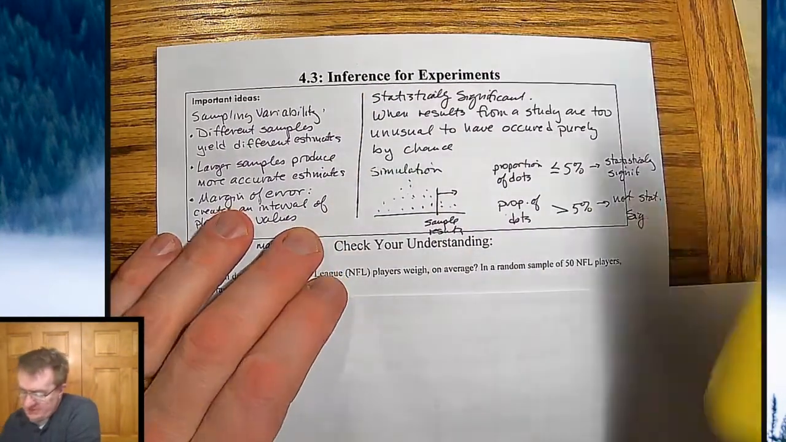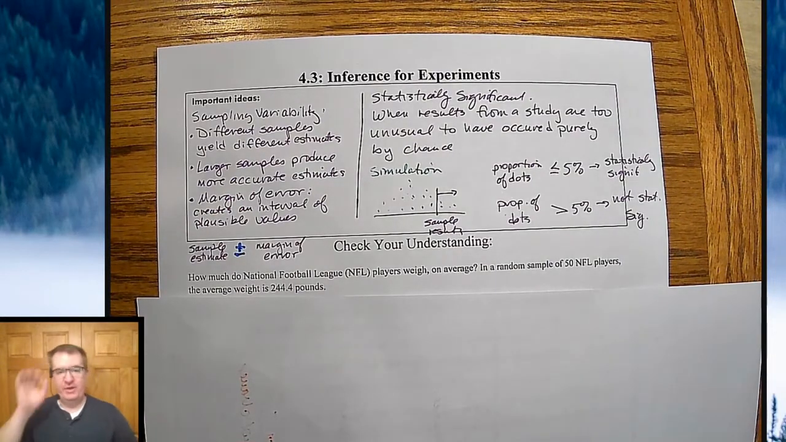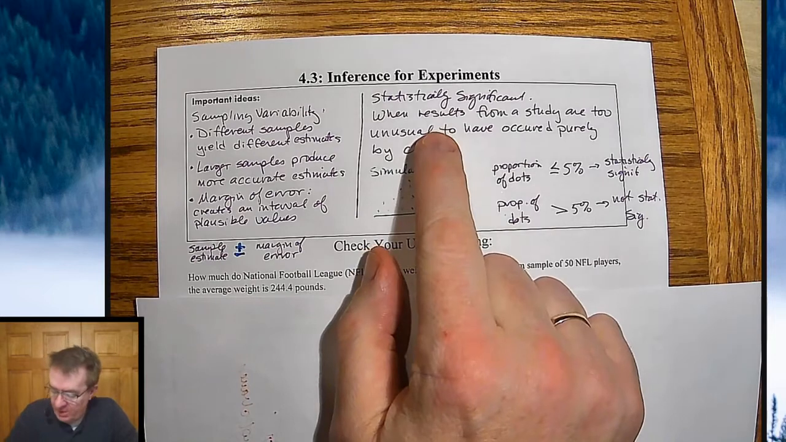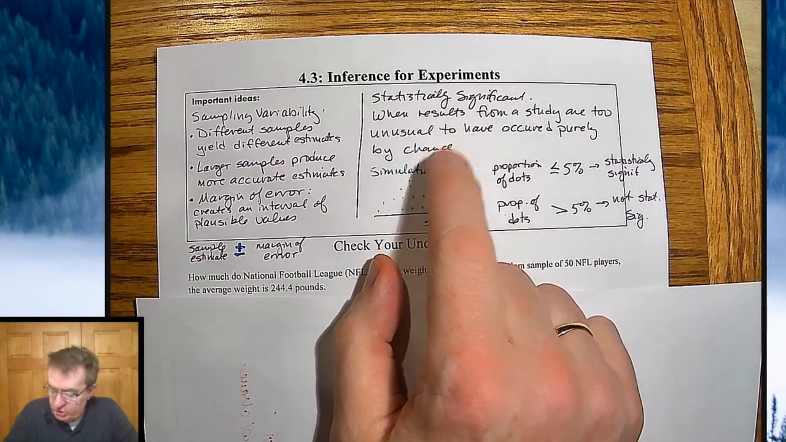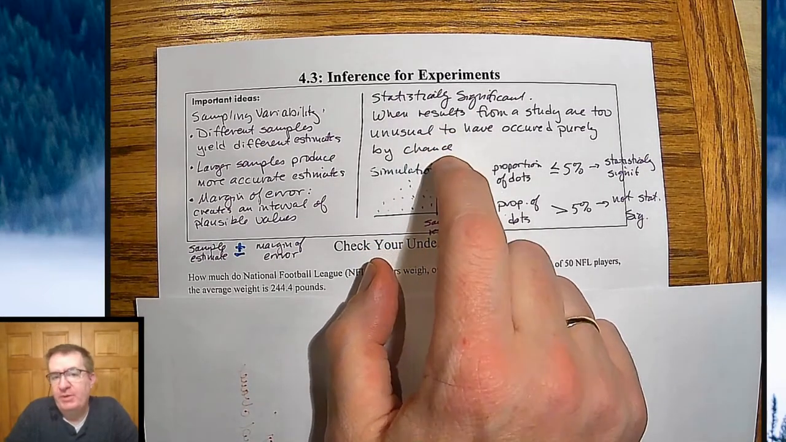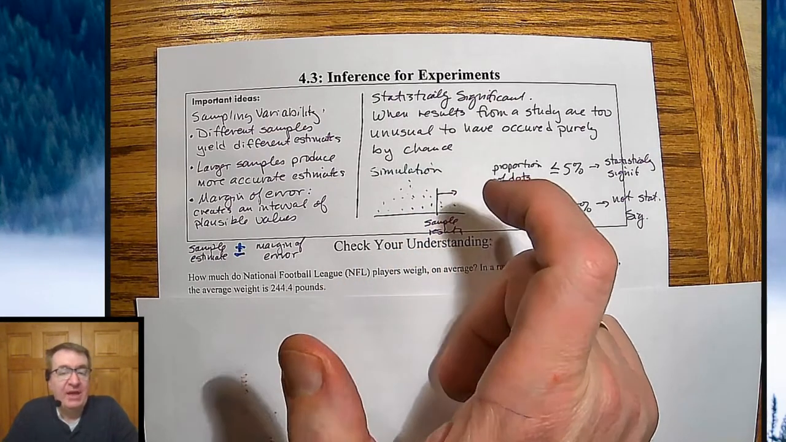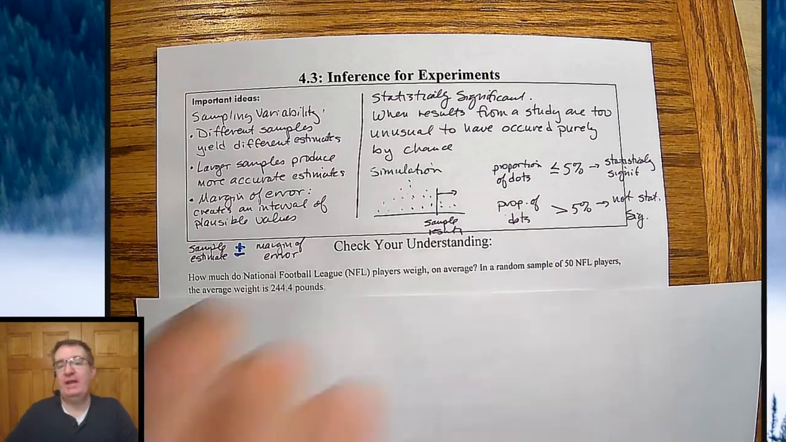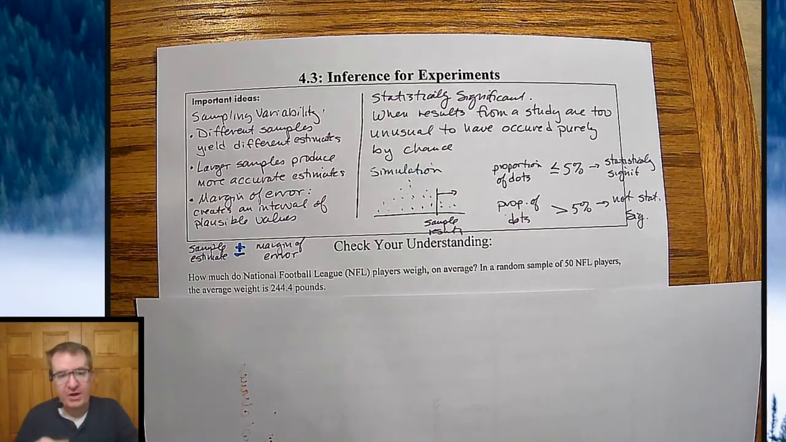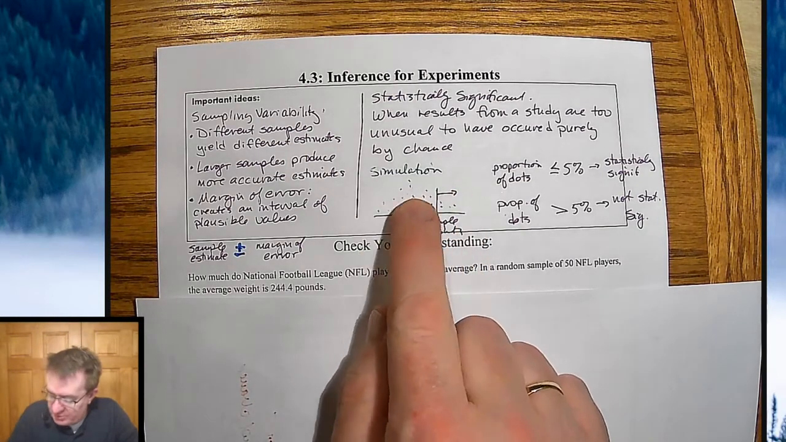Now, in terms of statistically significant, this is one of the other big ideas to come out of this chapter that you need to have in the back of your head. It's when the results from a study are too unusual to have happened purely by chance. So what you're seeing, something had to influence it. We couldn't just randomly do it and have it work out. We're going to talk more about that as we go through probability.